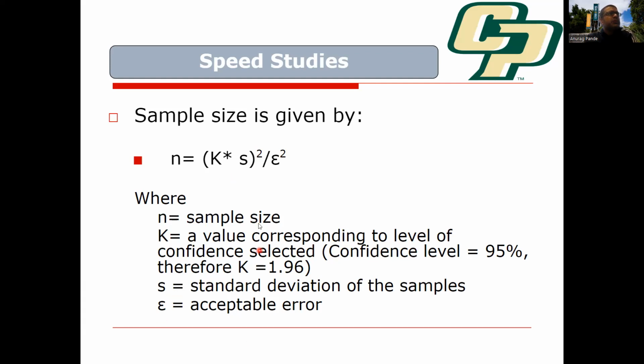It basically depends on if you want to have a larger confidence interval, then you need a larger sample size. S is the standard deviation of the sample. If your standard deviation is large, then you're going to need a larger sample. And if you have a smaller acceptable error, then you're going to need a larger sample. I hope that all makes sense. If you have a lot of variation in your data and your acceptable error is very, very small, then you're going to need a very large sample size, right?